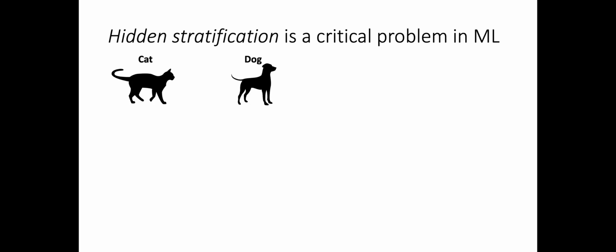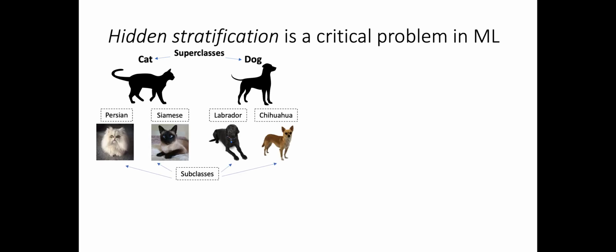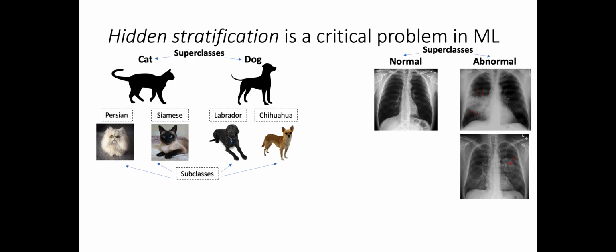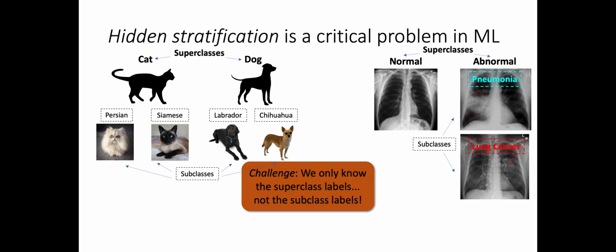In classification tasks, each class may be made up of many different subclasses. For instance, we may be classifying images of cats versus dogs, but within these two classes, or superclasses for clarity, there are many different breeds of each animal. Or we might want to classify x-rays as normal or abnormal, but abnormal could mean pneumonia, lung cancer, or so on. Often we only know the superclass labels for the task, but not these finer-grained subclass labels.